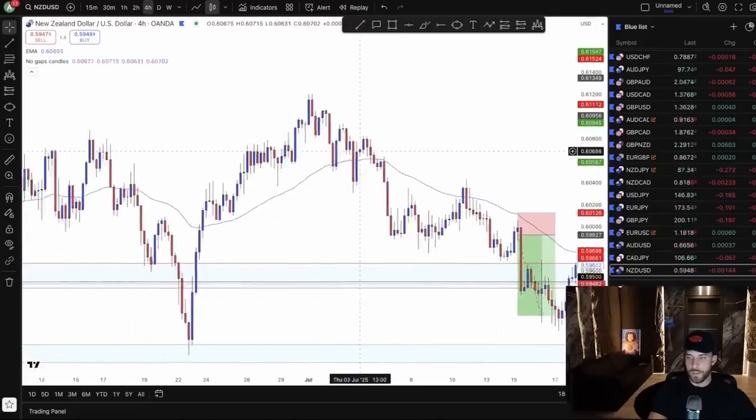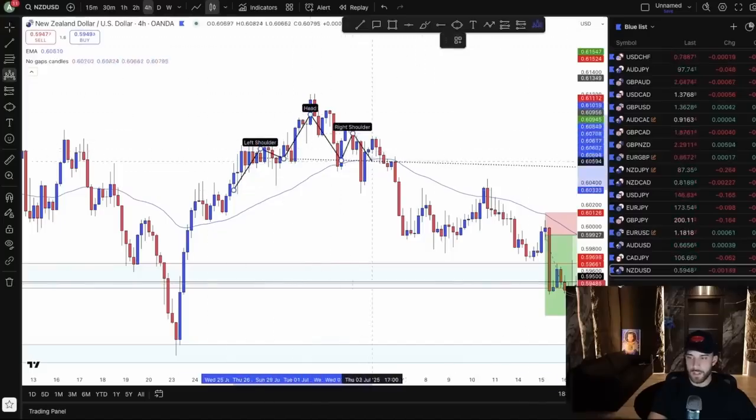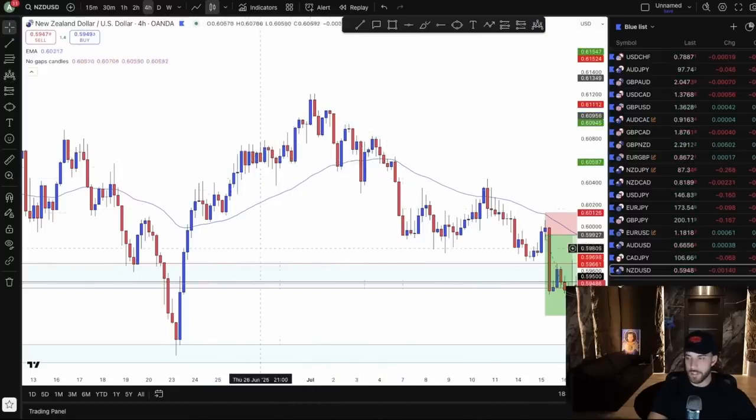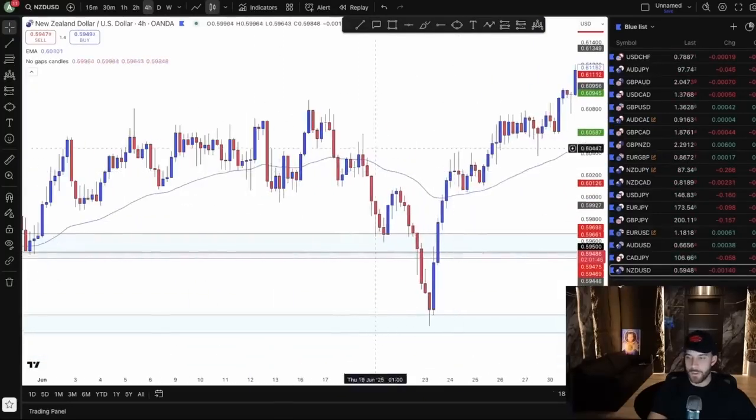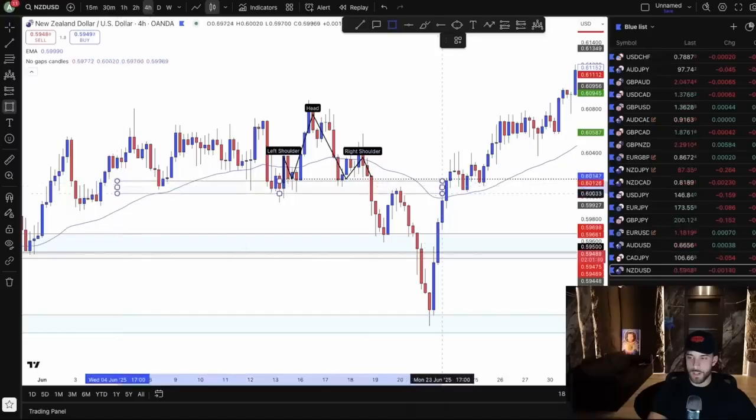Up here, we have another head and shoulders. We have left, head, and then right shoulder. Broke, retested, and then went to the downside. Right here, we have another left. These things are just never ending. Head, right shoulder. This right here is clearly an area of interest.